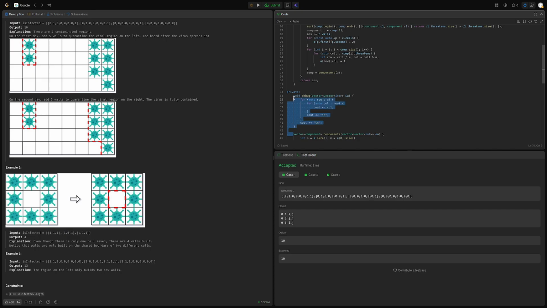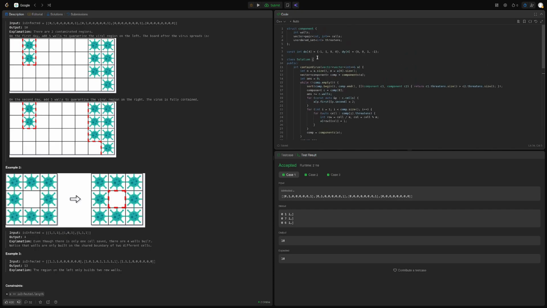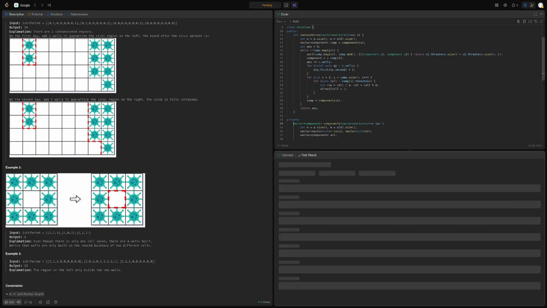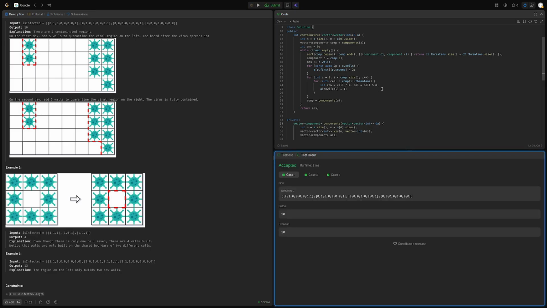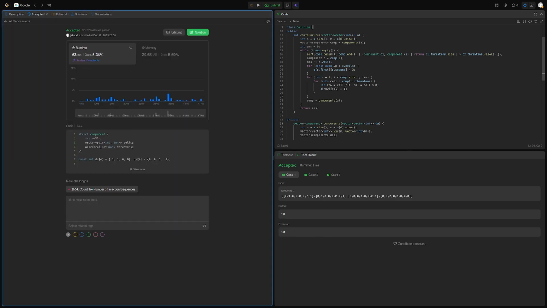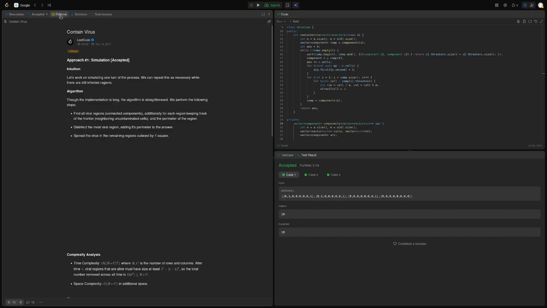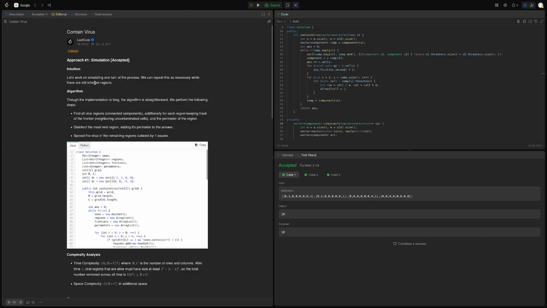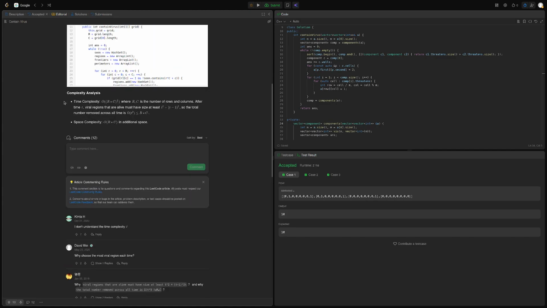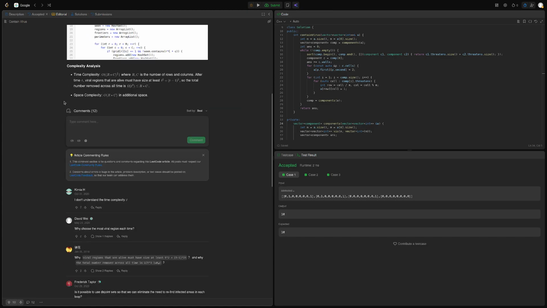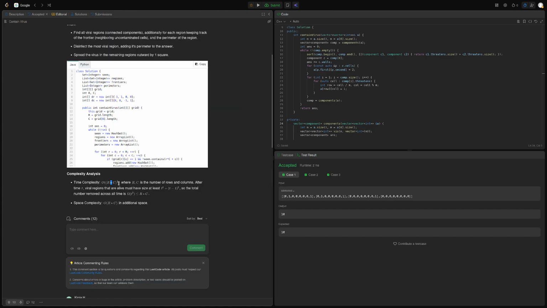I can delete this debug code. I don't know, maybe I'm missing something, but from the constraints this should work. This works in n squared m squared time, I guess. Okay, I mean that's kind of for free. Let's see, editorial simulation. Oh, what? That's it? Why is time complexity this? What?